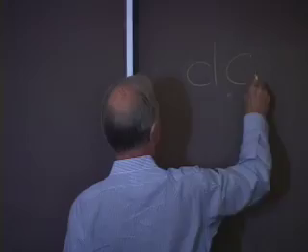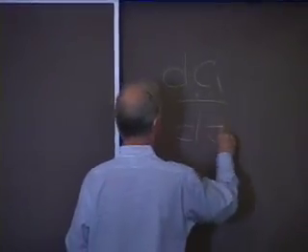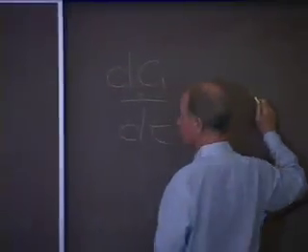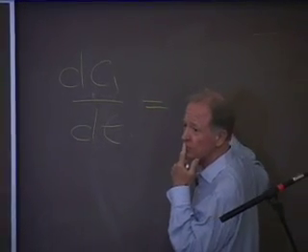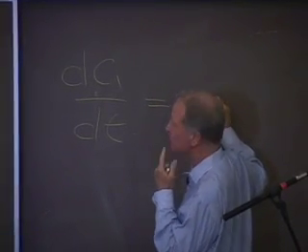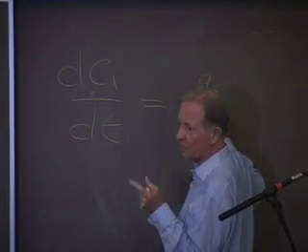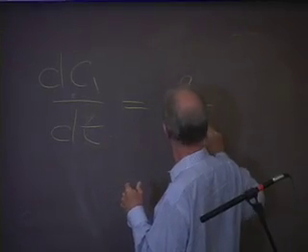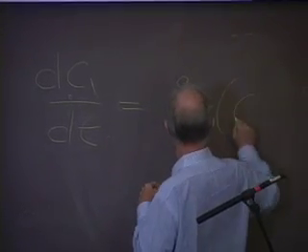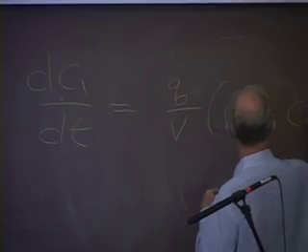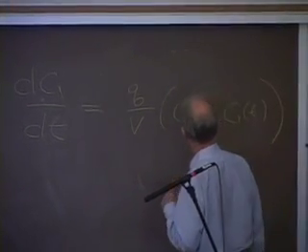What's the differential equation? dC1/dt equals what? Q over V, times C naught minus C1. C naught minus C1 of t, right? Yes.